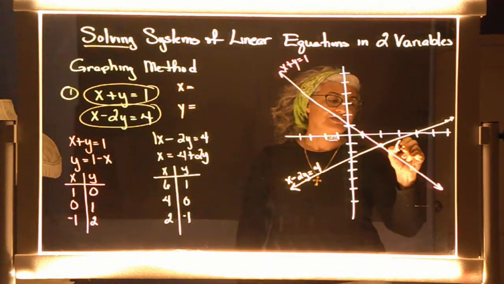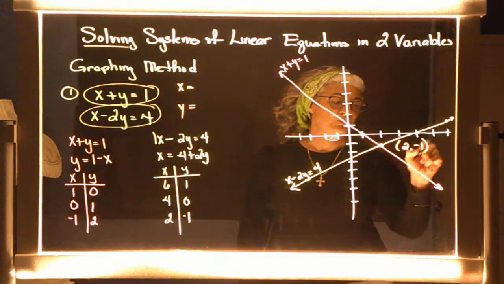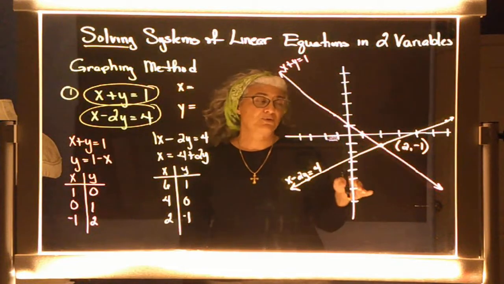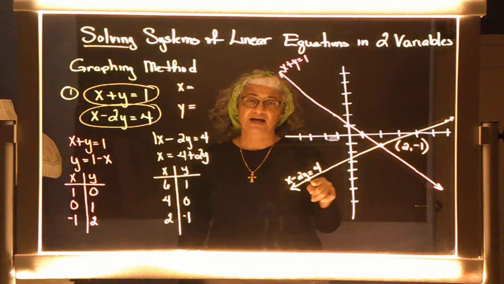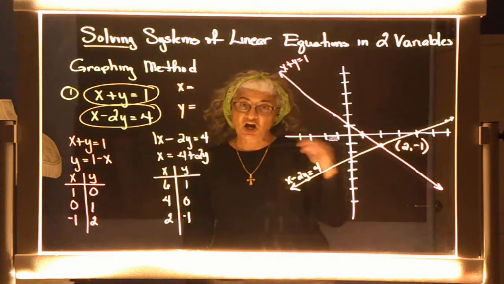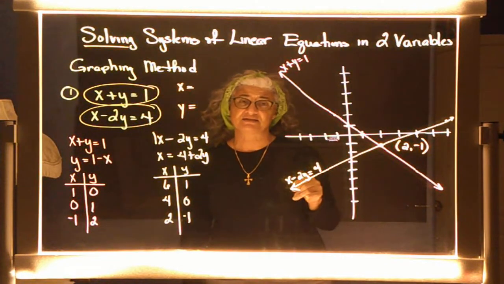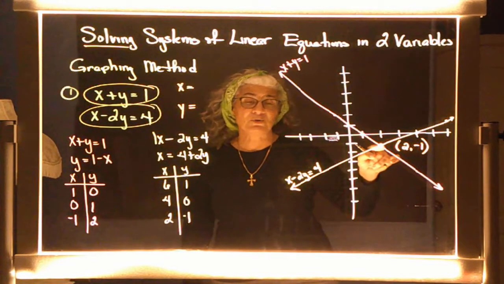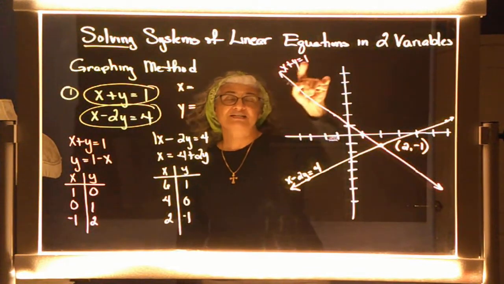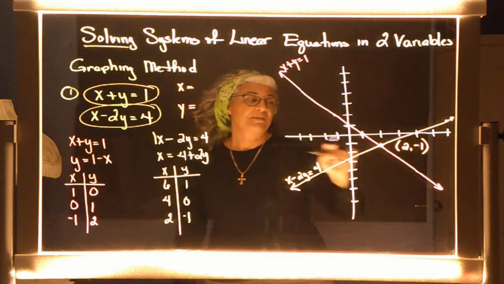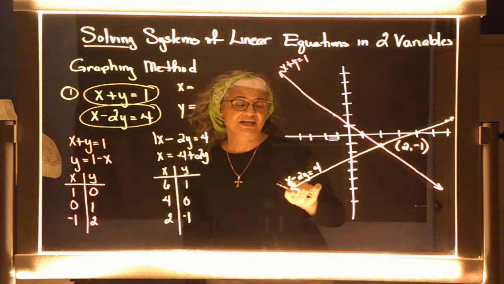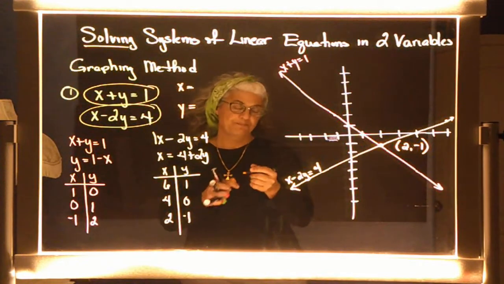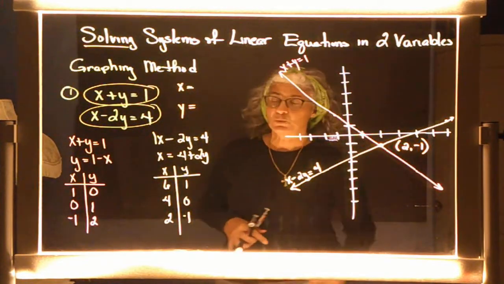Because that intersection point, which in my graph is (2, -1), this intersection point is the x and the y that's in common between both of these lines, isn't it? This is the point that not only lies on x plus y equals 1, but this is the point that also lies on x minus 2y equals 4, isn't it? Okay, so here's the deal. We got to check this.